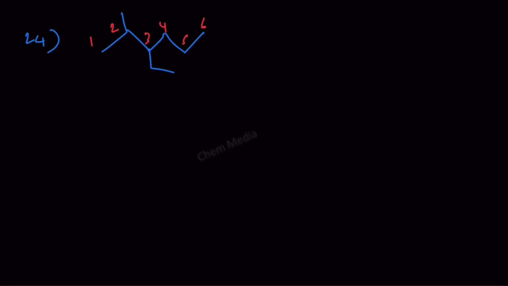And therefore, number 24, 1, 2, 3, 4, 5, 6. Let's put 1 ethyl group at 3rd position, 1 methyl group at 2nd position. As per alphabetical order, we have to mention the ethyl group first. And therefore, 3 ethyl, 2 methyl hexane. That is the correct IUPAC name. Not 2 methyl, 3 ethyl. That's not the way you should write.